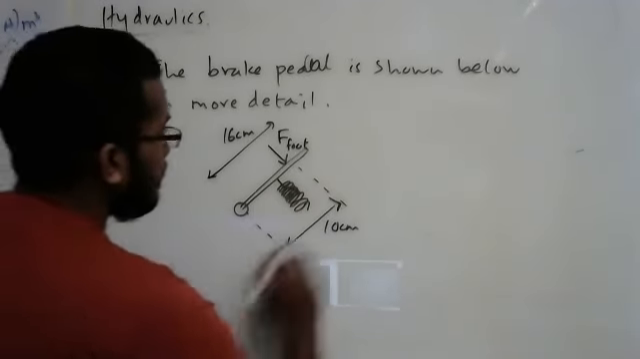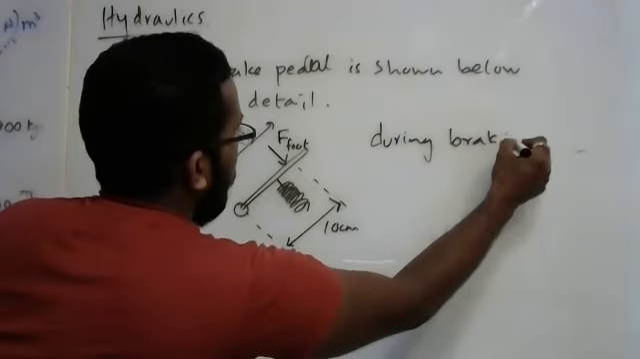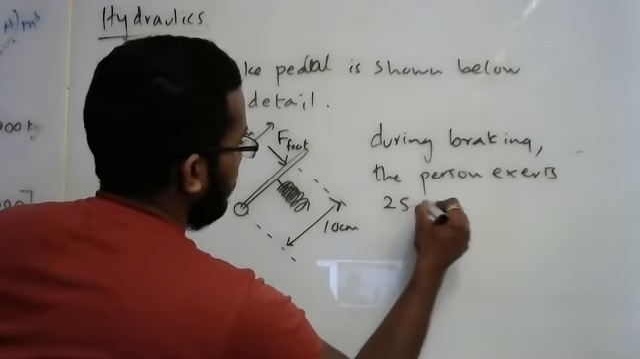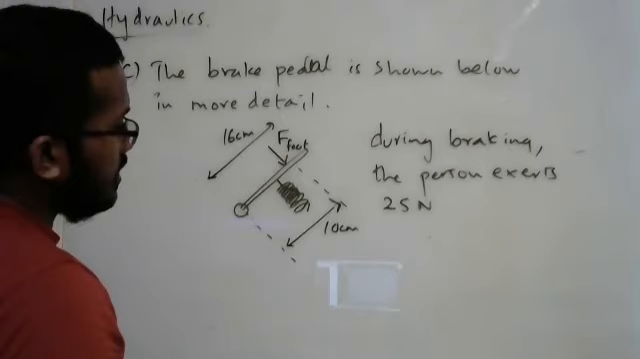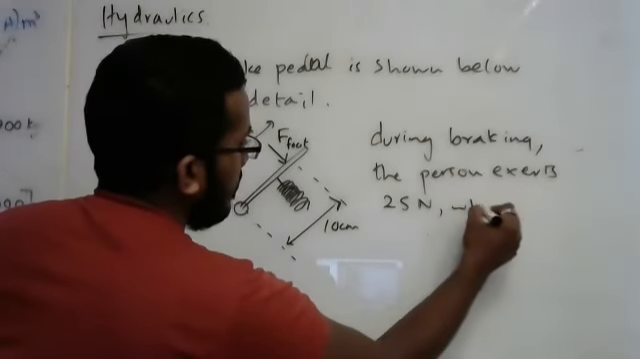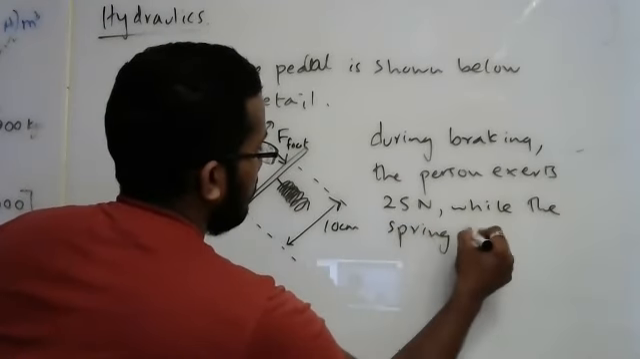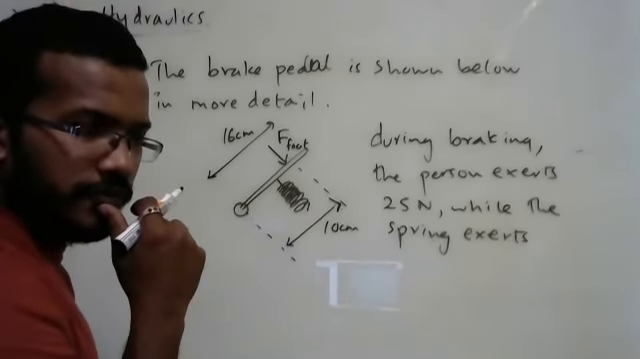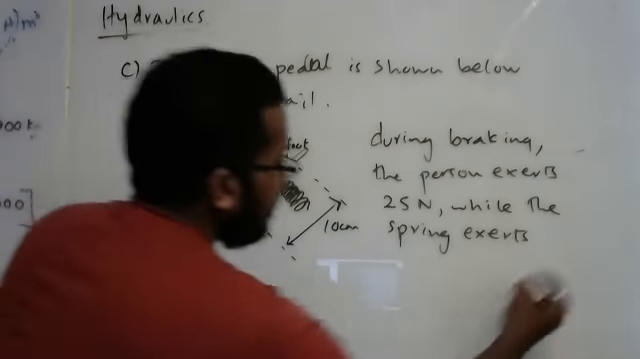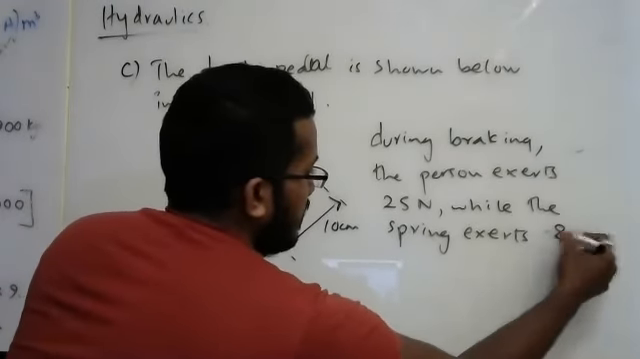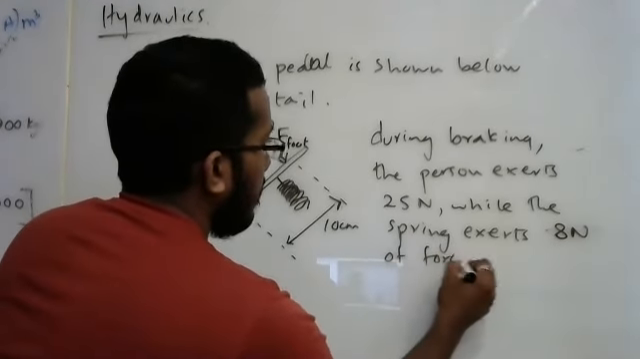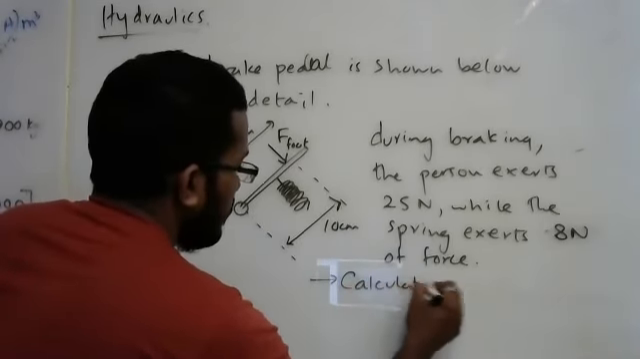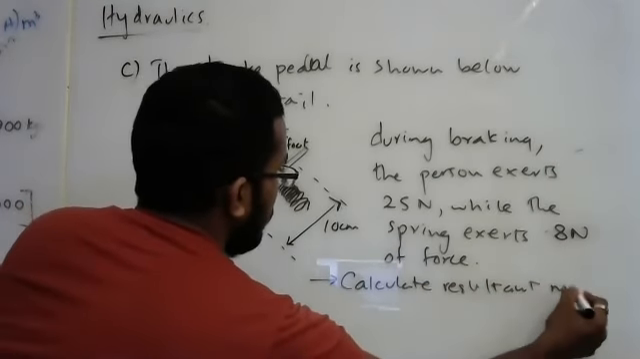Okay. So during braking, the person exerts 25 Newton while the spring exerts, no, make that 8 newtons of force. Calculate the resultant moment.